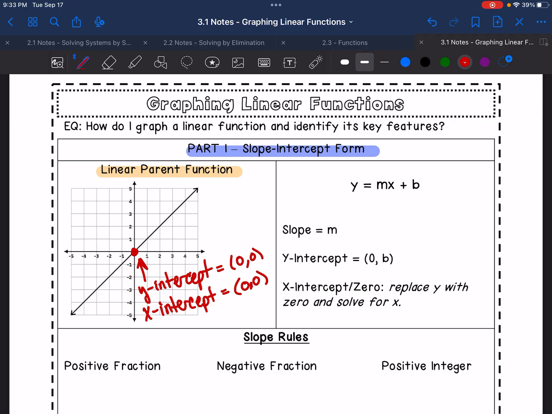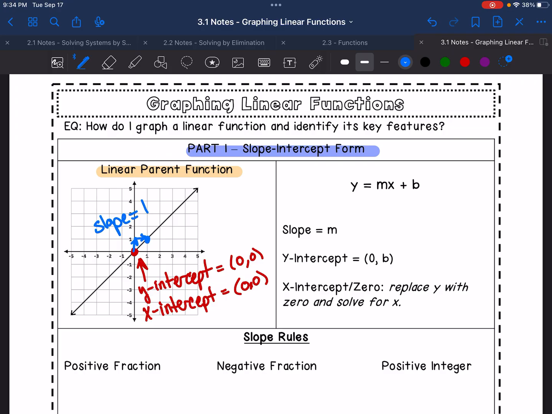Okay. Now, we also have a slope. Our slope is going to be positive because this line is going up and to the right. And if we look, we can see that to get to the next point on our line, we're going up by 1 and over by 1. So this has a slope of 1 over 1, which is just 1. Okay, so with slope-intercept form, the y-intercept is our point that we put on our graph, and then we use the slope to fill out the rest of our points.